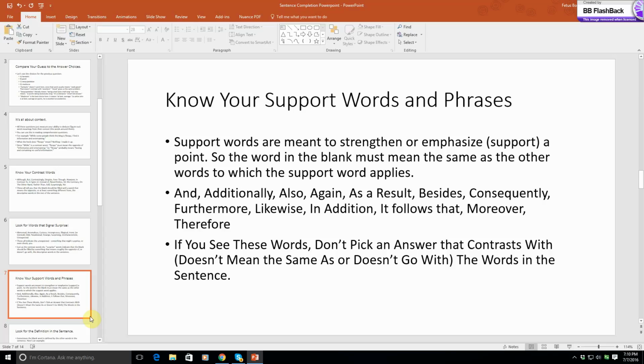If you see these words, don't pick a contrast. Pick something that means the same or goes with it. Don't pick something that doesn't mean the same or doesn't go with the words in the sentence. I dropped my iPhone in the water so it became dry wouldn't make sense. But I dropped my iPhone in the water and it got wet makes perfect sense and probably means I have to buy a new iPhone.